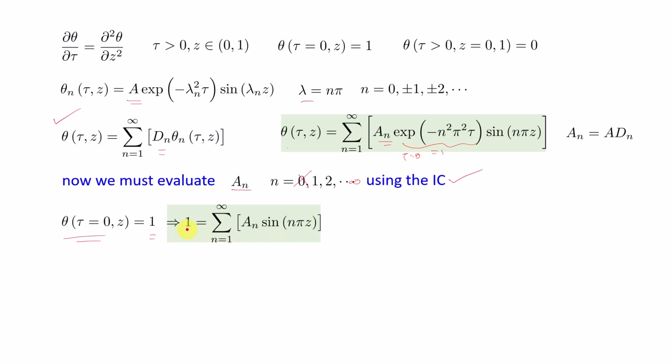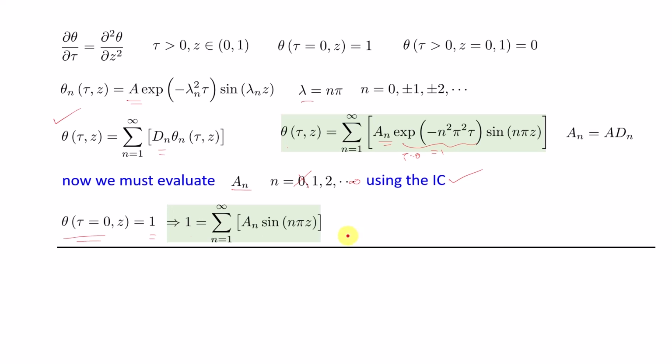Which means 1 is equal to the sum from n equals 1 to infinity of an sine n pi z. This is the only equation I have, and I have to figure out an infinite number of an from here. This looks pretty impossible, but you will see that there is a clever way of actually doing it.